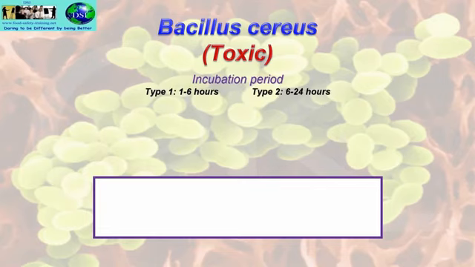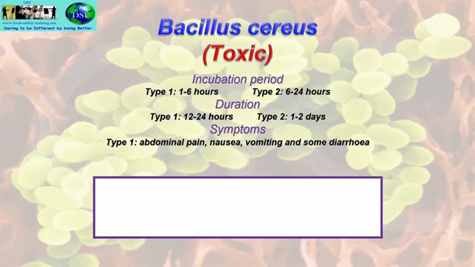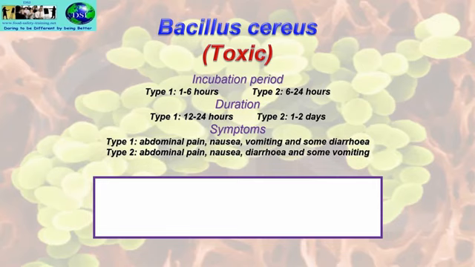The incubation period, there are 2 types. So again, something else to remember, just to bombard you with more information. There's type 1, which is 1 to 6 hours, and type 2, 6 to 24 hours. So there's 2 types of toxins produced. The duration of the illness, from 12 to 24 hours for type 1. Type 2, 1 to 2 days. Symptoms: type 1, abdominal pain, nausea, vomiting, and some diarrhea. Type 2, abdominal pain, nausea, diarrhea, and some vomiting.